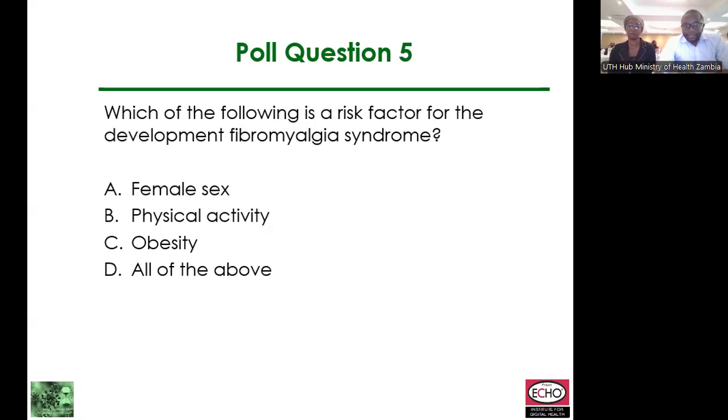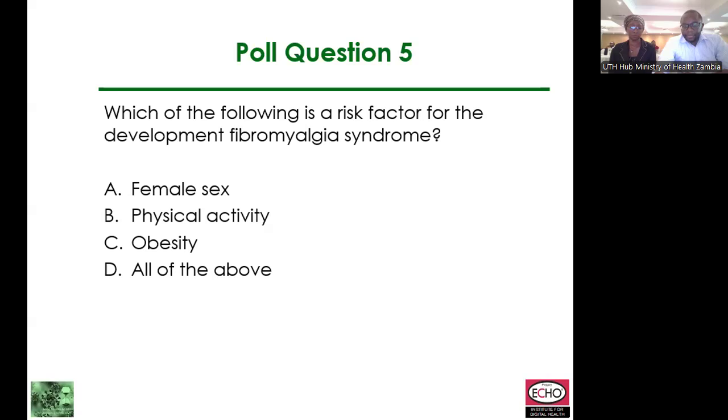Okay, do you feel being of female sex puts you at risk of developing fibromyalgia syndrome? Or is it physical? Sorry, this is a typo. It's supposed to be physical inactivity. So being physically inactive, will it put you at risk of developing fibromyalgia syndrome? Will obesity put you at risk? Or are you saying all of the above options will put you at risk?